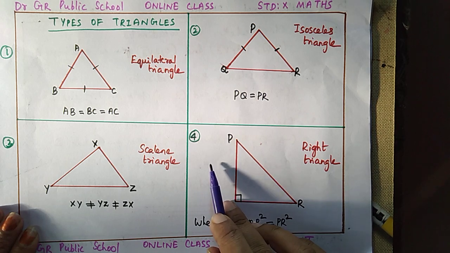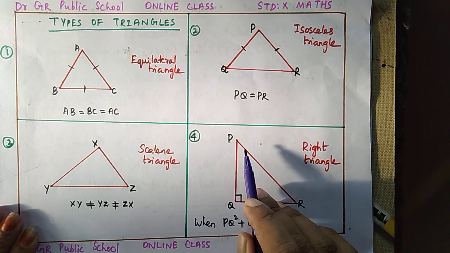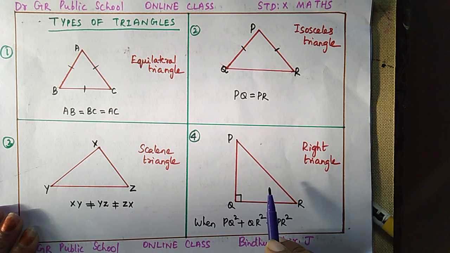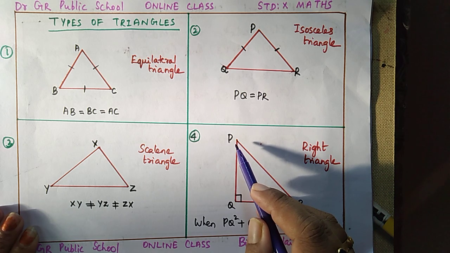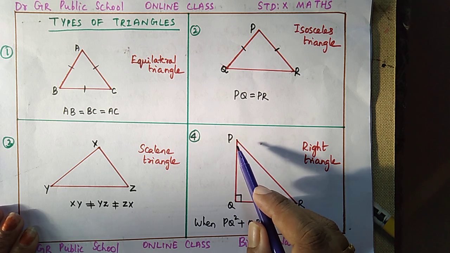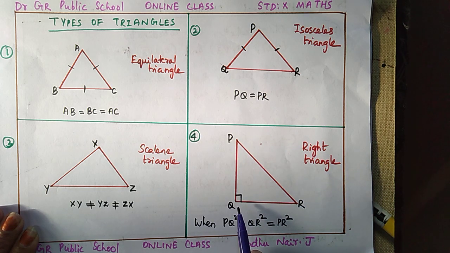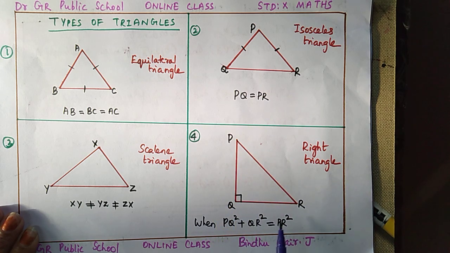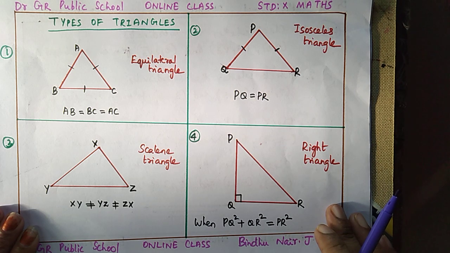Now come to the fourth type. What can you understand from this picture? This is a right triangle. If one angle is 90 degrees, it is a right triangle. And this fourth type, how will we verify? Using the Pythagoras theorem. What do you know about the Pythagoras theorem? The sum of the squares of two sides, that is here PQ square plus QR square, is equal to the square of the hypotenuse, that is PR square. So when we verify the Pythagoras theorem, we can verify that it is a right triangle.